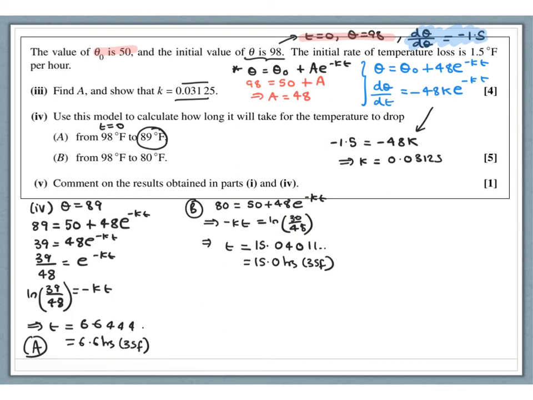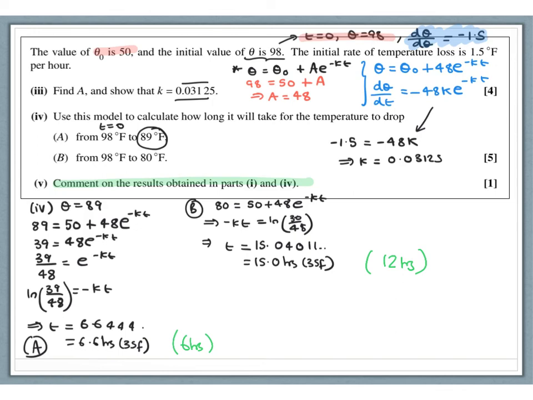Now, part 5 asks us to comment on the results obtained in part 1 and part 4. Now, in part 1, the answer to this part of the question was 6 hours, and the answer to this part of the question was 12 hours. So we can see that the models disagree at the first example, but they disagree a lot more in the second example. Now, why is that?